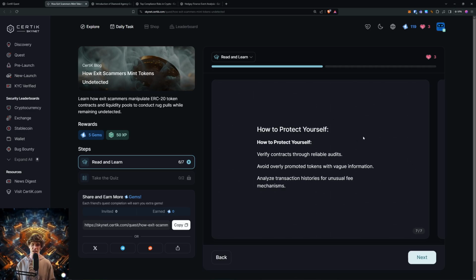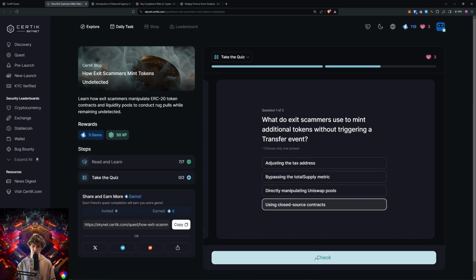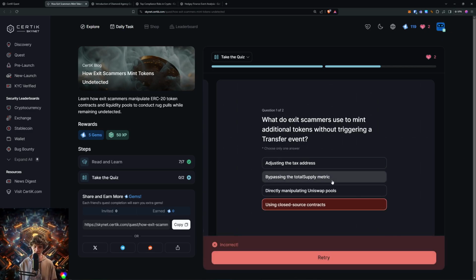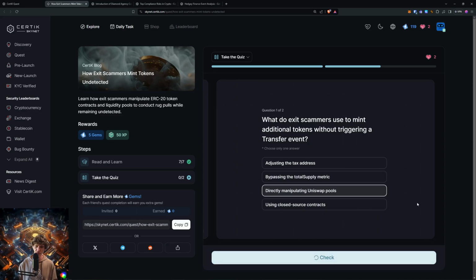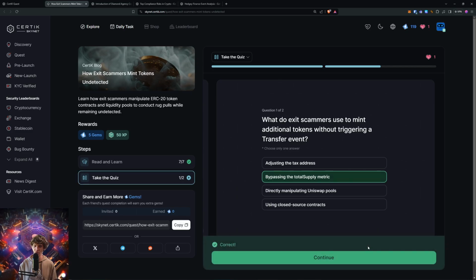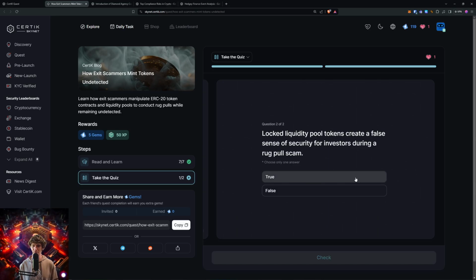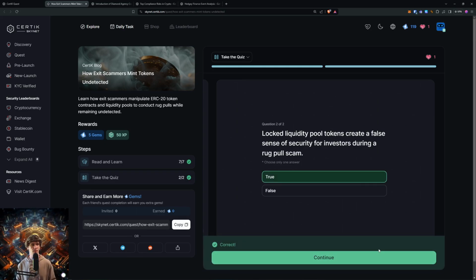How to protect yourself: verify contracts through reliable audits, avoid overly promoted tokens with vague information, and analyze transaction histories for unusual fee mechanisms. So what do exit scammers use to mint additional tokens without triggering transfer events? Using closed source contracts. Oh no. By bypassing the tool. I thought it was the other one. Okay. Well, dang. Even I get them wrong sometimes. So locked liquidity pool tokens create a false sense of security for investors during a rug pull scam. True.